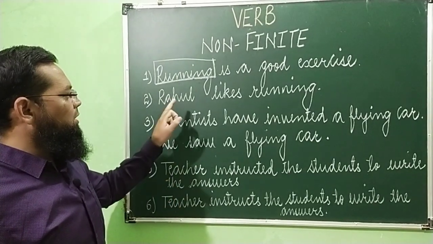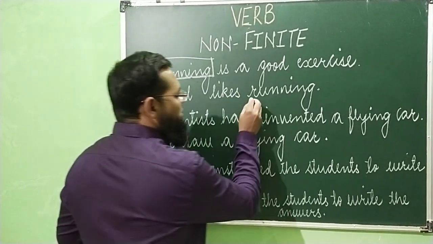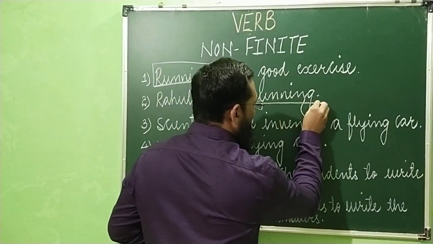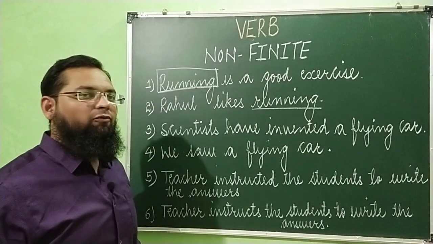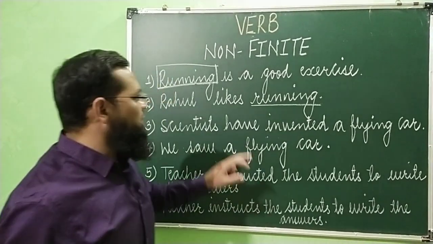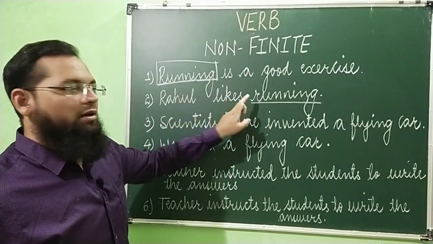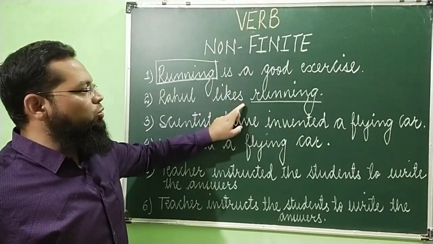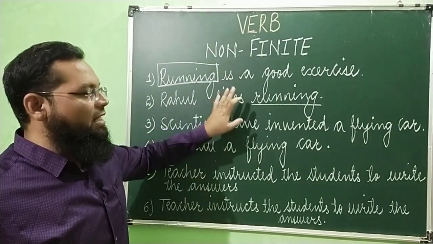Second example, Rahul likes running. Here running is used as a noun. And whenever, as I told, the ing form of the verb is used as a noun, that will be a gerund. See here, running is a good exercise. Rahul likes running. Now both the sentences are different.